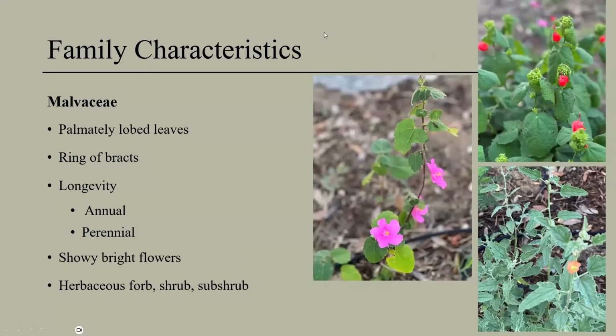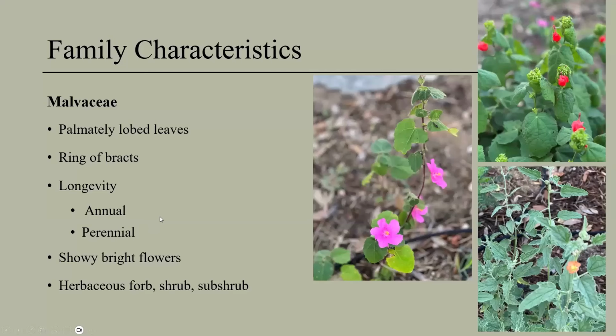Then finally, the Malvaceae family. This has all the mallows in it. So this one has primarily palmate lobed leaves. There's a ring of bracts or specialized leaves across at the bottom of each flower. I was trying to find one and point one out for y'all. You can see it here a little bit in these clusters. Mostly perennial plants are in here, but there are some annuals.